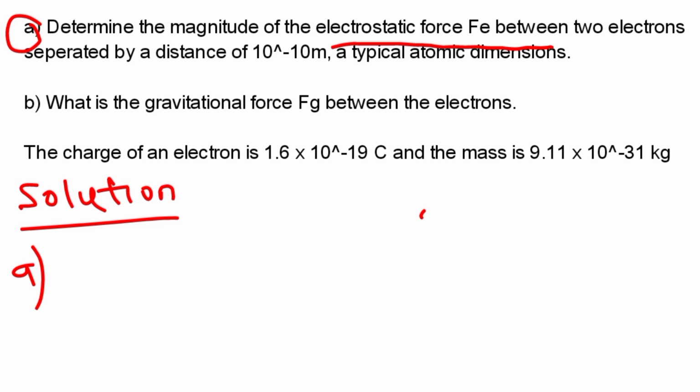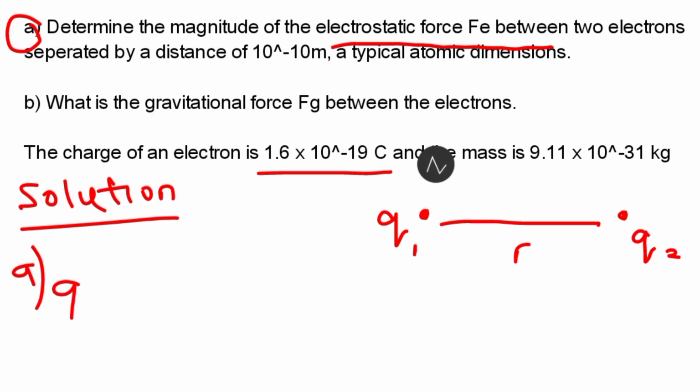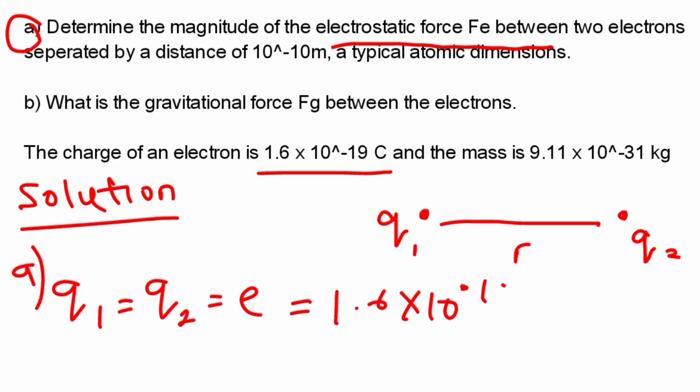We are given an electron with another electron point charge. The distance between them is r. So the givens here are the values of q1 and q2, and we are being given the value of an electron. Therefore, q1 equals q2 equals the electron charge, which is 1.6 times 10 to the power of negative 19. Likewise, the distance r equals 10 to the power of negative 10 meter.